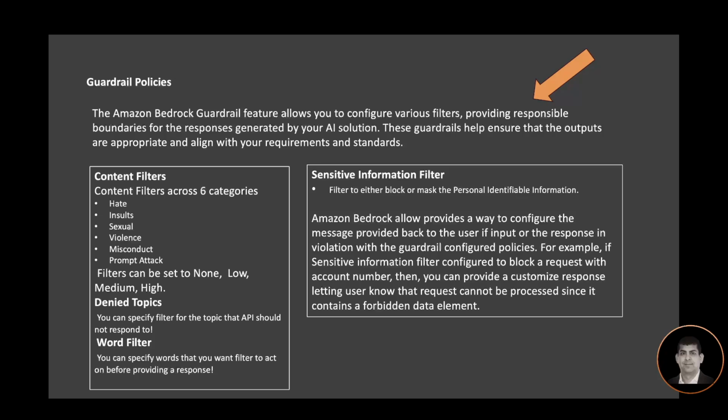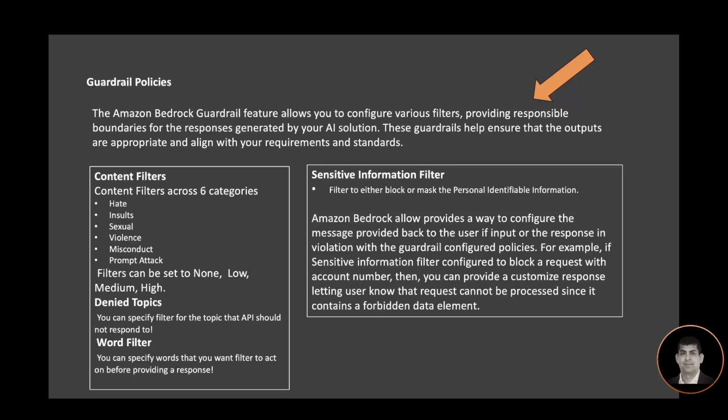There are denied topics, so you can specify topics which should be denied. There is a word filter, you can specify words that you want the filter to act on before providing a response. And then there is a sensitive information filter. This filter is to either block or mask the personal identifiable information, the PII information. This is the filter that I will be using in this workshop to prevent the AI from putting the PII information in the response.